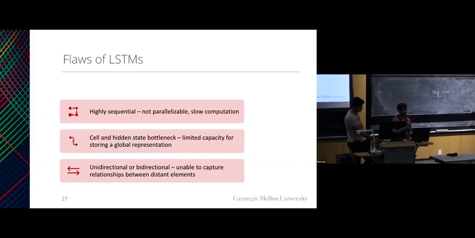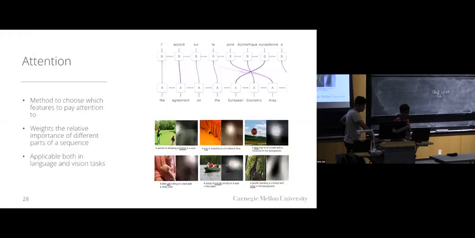The LSTMs we saw currently were unidirectional, but there are variants that go in both directions. But in either case, you're unable to capture relationships between elements that are far away, which is probably important if you're doing some sort of sequence modeling. Okay, does anybody have any questions about LSTMs? Okay, if not, I'll introduce transformers.